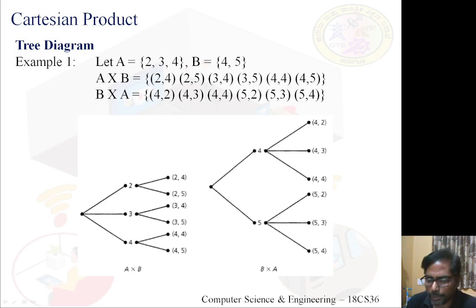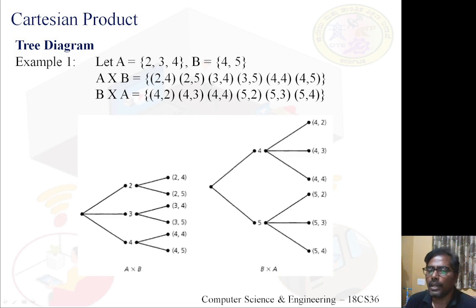Now, the cross product can also be represented pictorially. This pictorial representation of the cross product, I mean Cartesian product, is known as a tree diagram. Let me see how we can construct a tree diagram for the cross products A cross B as well as B cross A for the same previous example.